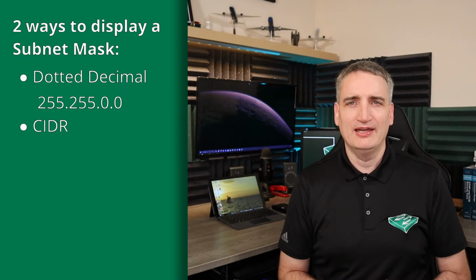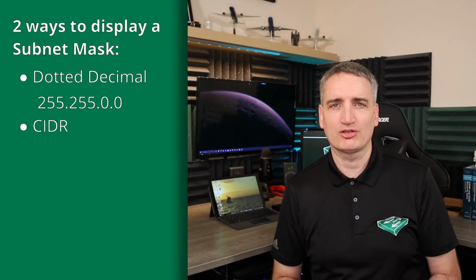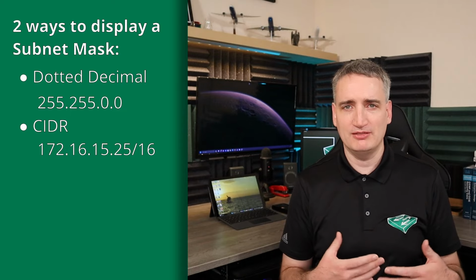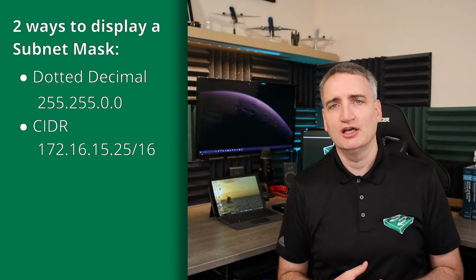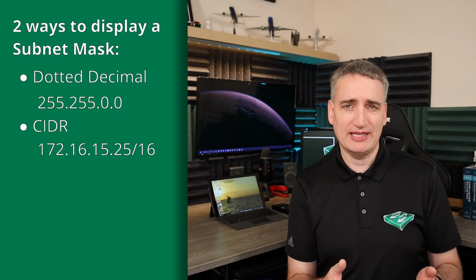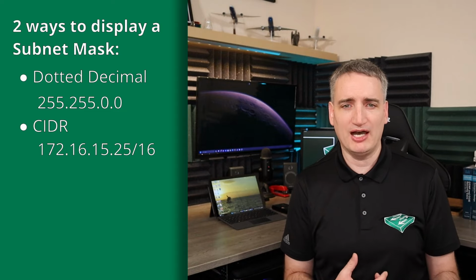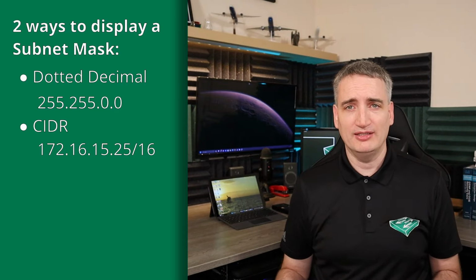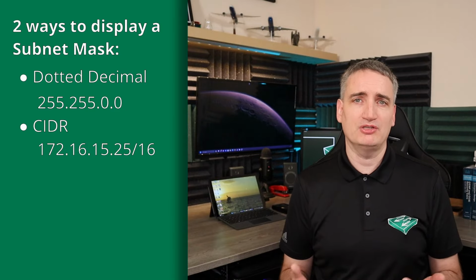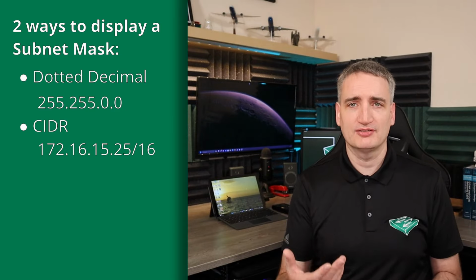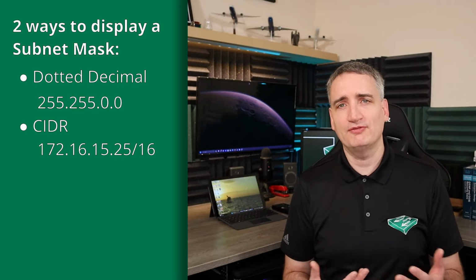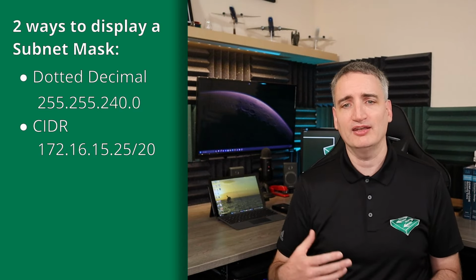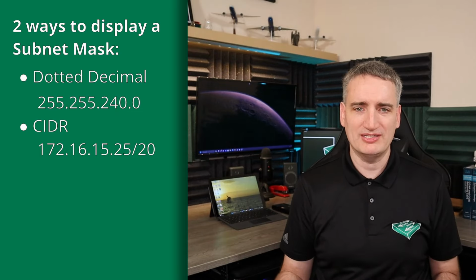It's CIDR, C-I-D-R. The way CIDR notation looks for a subnet mask is you're going to see the IP address followed by a forward slash and then a number between, say, 8 and 30 or 32, really. So for an IP address of, say, 172.16.15.25 with a subnet mask of 255.255.0.0, the CIDR notation for that would be 172.16.15.25/16. Okay, if that subnet mask was 255.255.240.0, the CIDR notation would be 172.16.15.25/20.